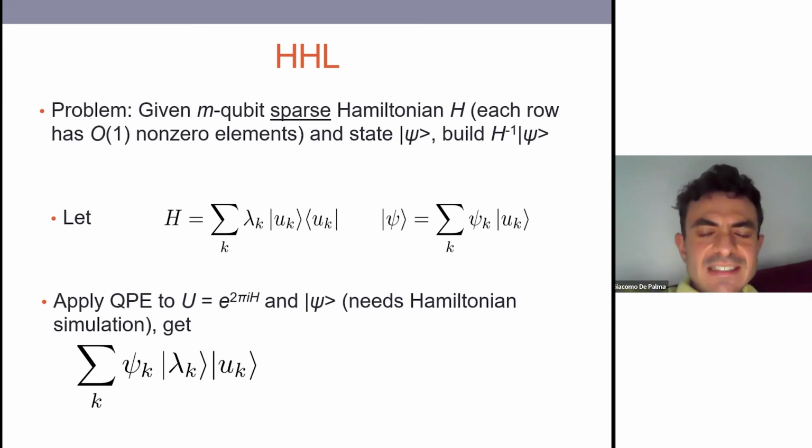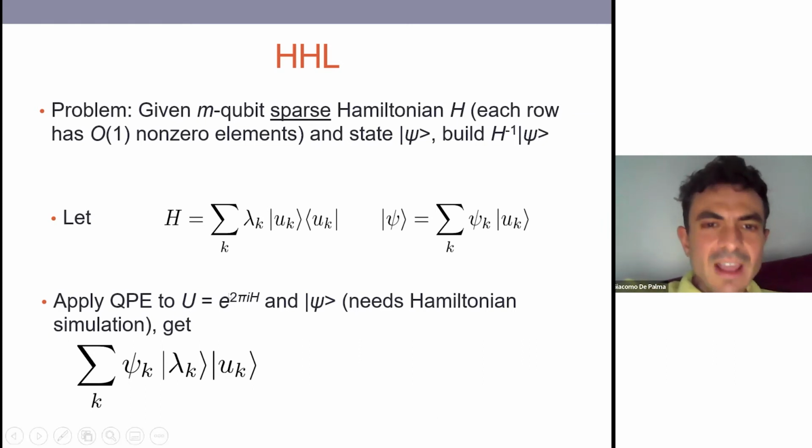And I have to stress that this part of the algorithm actually requires Hamiltonian simulation to be able to apply this unitary that's given by the time evolution induced by H. I will not present in this lecture how Hamiltonian simulation works. You will see it probably tomorrow. The Hamiltonian is sparse, and that's the condition that allows for an efficient simulation of the Hamiltonian and an efficient implementation of this unitary.